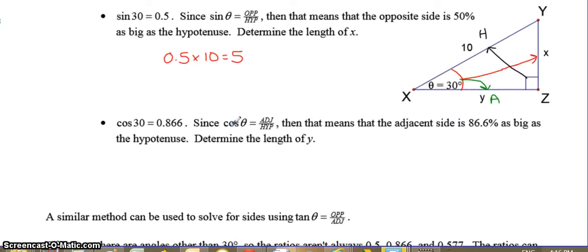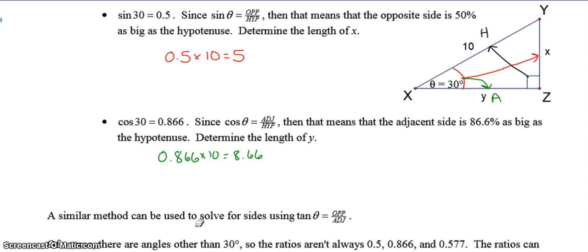Likewise, for the cosine ratio, cosine of 30 is equal to 0.866. That means the adjacent side is 0.866 times as big as the hypotenuse. So it's 0.866 times 10, which is 8.66. And that's the way trig works.